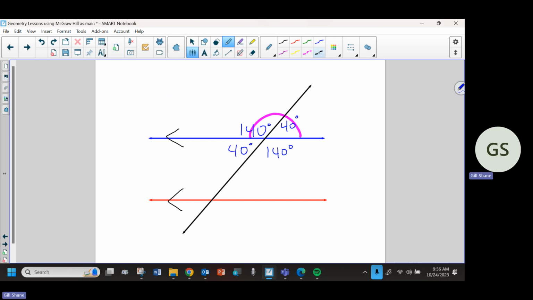So we learned alternate interior, right? Alternate interior means they're inside the two lines, so inside the red and blue. They're on opposite sides of the transversal, which is the black line. And what's true about alternate interior angles? Isaiah, what's true about alternate interior angles? You and Logan are doing a lot of chatting, so that must mean you know everything. What's true about alternate interior angles?